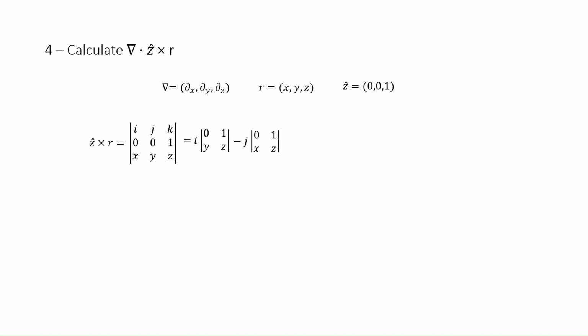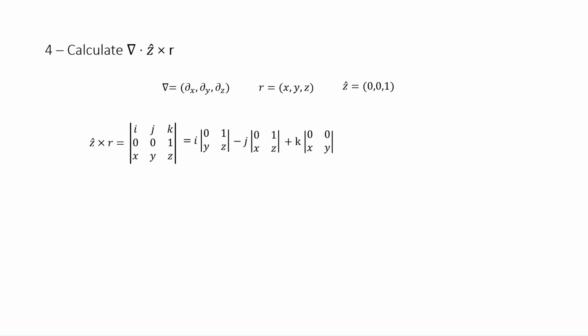In question 4, we are asked to calculate what del dot z hat cross r is. Now we know what del and r are from the previous question, and z hat is just a unit vector in the z direction, so it is 0, 0, 1. The first step of this is to find out what z hat cross r is, and that gives a cross product that looks like this. And once again, expanding out our cross product, we get these results.